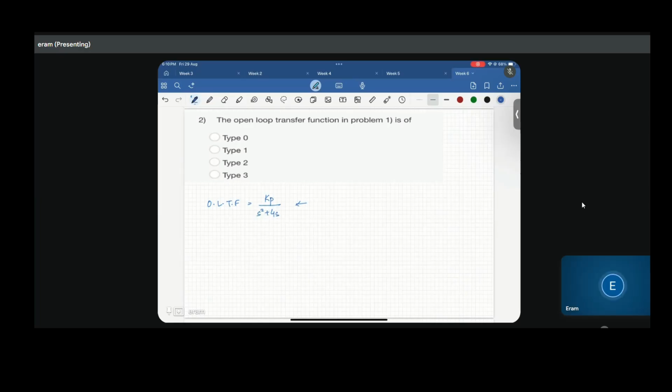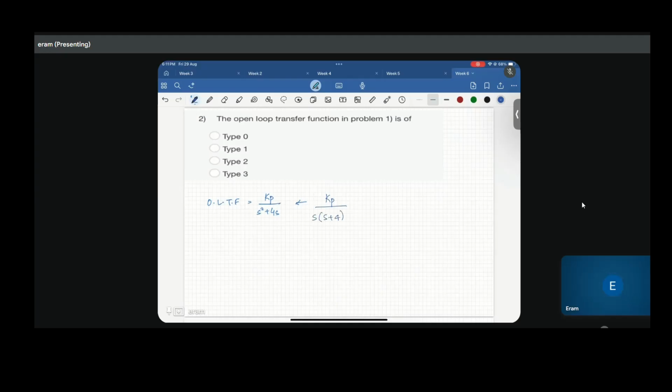This is very simple because we know the type of system is nothing but the number of open loop poles at the origin. So this we can write as s times (s plus 4). Since only one s we can extract from the denominator, there is only one open loop pole at the origin, therefore it is a type 1 system.